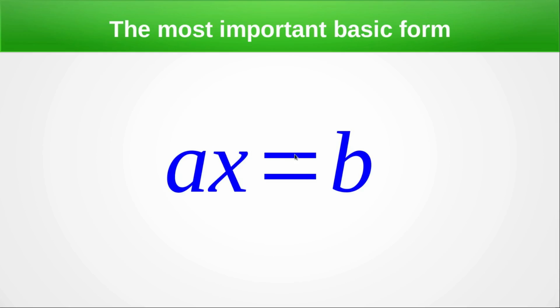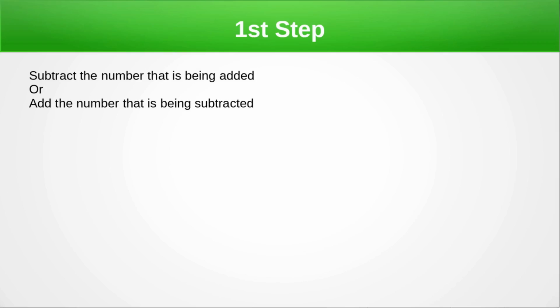We want to get rid of the adding or taking away a number part to just leave us with this basic form. Okay, so let's look at the first step, which is going to change our equation into its basic form. So we're going to subtract a number if there was a number added, or we're going to add a number if the number's being subtracted. So let's look at our first example.